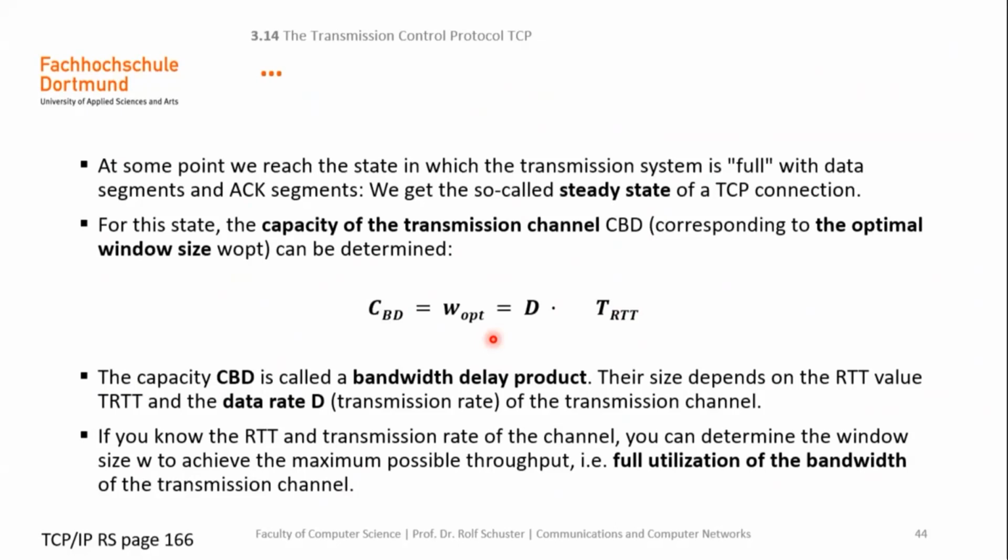Its size depends on the round trip time value and the data rate, the transmission rate across the path between the end systems. If you know the round trip time and the transmission rate of the channel, you can determine the window size to achieve the maximum possible throughput. That is, full utilization of the bandwidth of the channel between the end systems.